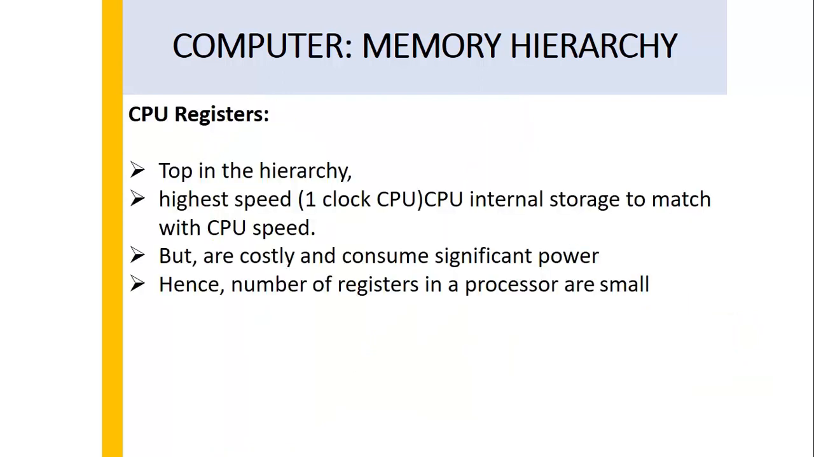CPU registers are at the top in the hierarchy. That means they have the maximum speed, equivalent to 1 clock of the CPU. So 1 clock of the CPU will give 1 clock of registers as well. So it's in sync with the speed of the CPU. They are CPU internal, high speed storage to match the CPU speed, but are costly as they have more speed, so they are more costly and consume significant power. Hence the number of registers in the processor is very small. If you have seen a processor, there are small chips called registers on that processor.